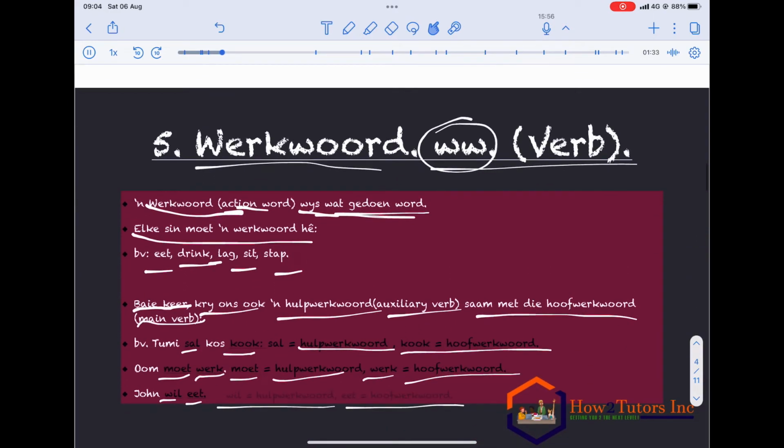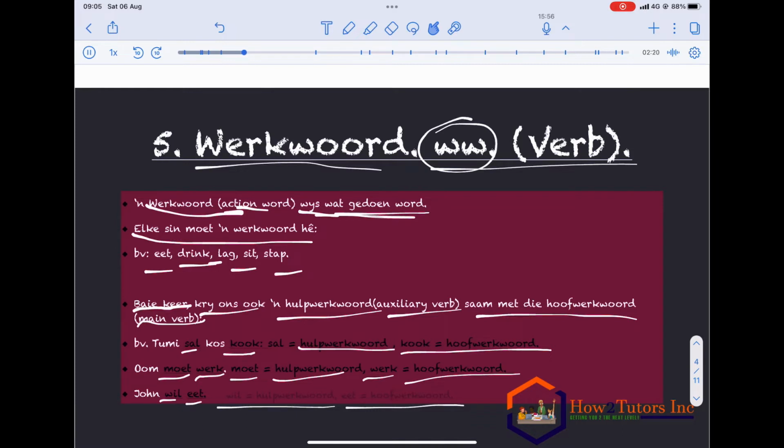Die werkwoord, the verb. So once again, you will see that the abbreviation, the afkorting, is WW for werkwoord. So your onderwyser or your teacher might use that instead of writing werkwoord out in full. A werkwoord, an action word, wys wat gedoen word. It shows what is being done. It's an action word. Elke sin moet 'n werkwoord hê. Every single sentence has to have a verb. There is no sentence, geen sin, without a verb, sonder 'n werkwoord. Byvoorbeeld, for example, eet, drink, lag, sit en stap.